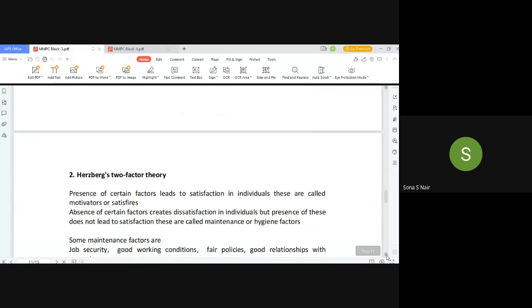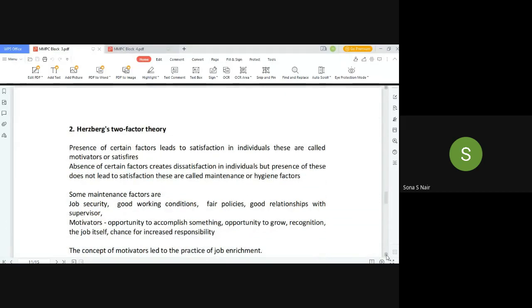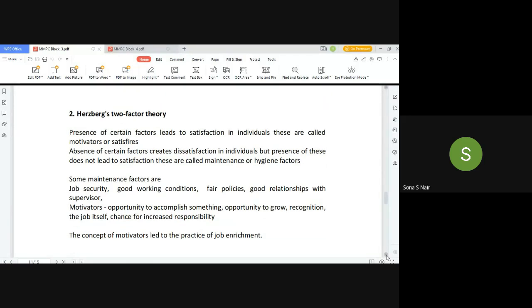The second theory of motivation is Herzberg's two-factor theory. According to Herzberg, there are two sets of factors. One set of factors are called motivators or satisfiers. And the other set of factors are called hygiene factors. In a sense, whatever is influencing an individual in the workplace can be easily put into two parts. One are the motivators, the other are the hygiene factors.